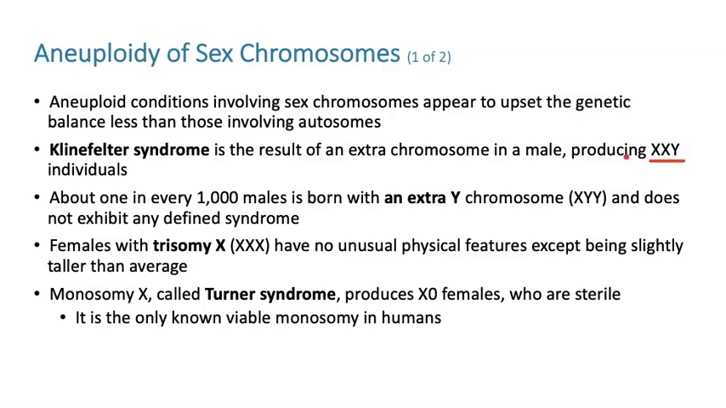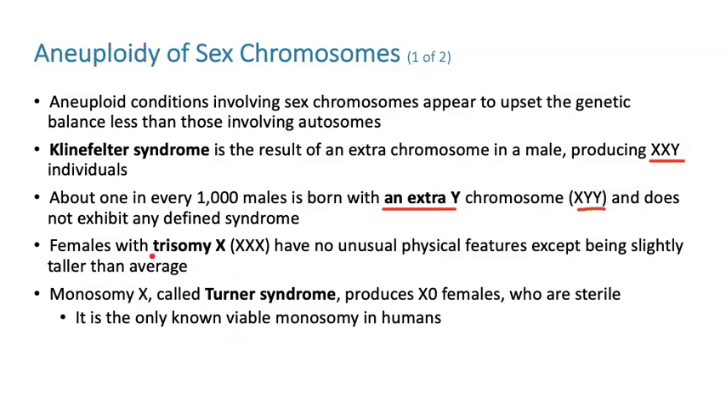The next one that we're going to talk about is extra Y. So about 1 in 1,000 males are born with having an extra Y, and that would be XYY. This is a trisomy, but it turns out that having an extra Y chromosome doesn't seem to have any effect on males who have it. And in fact, remember that the Y chromosome is pretty small and doesn't have a lot of information on it. So that makes sense that having an extra Y chromosome might not be too disruptive.